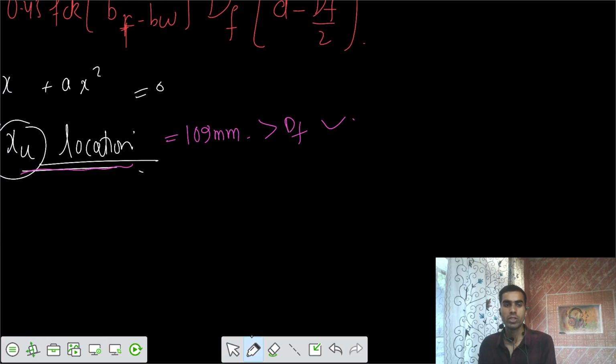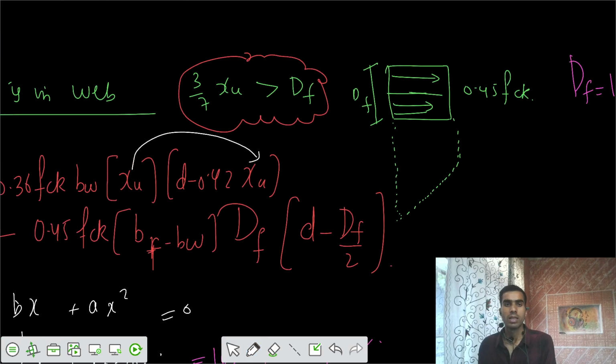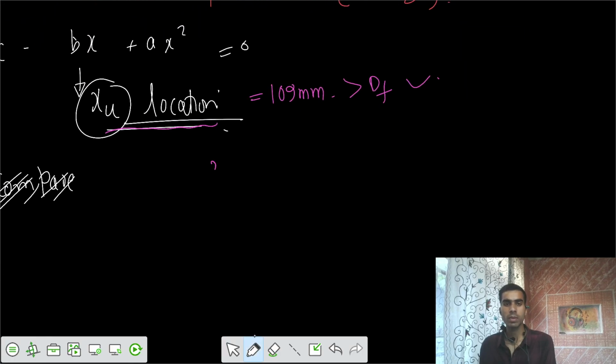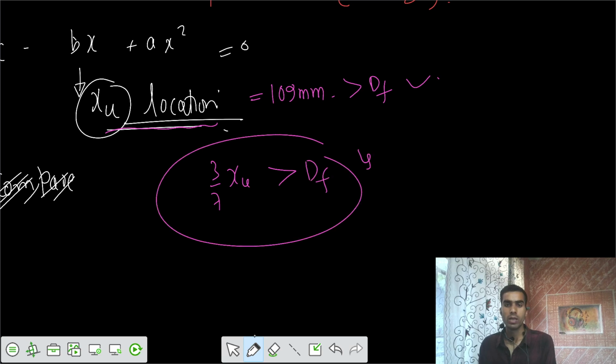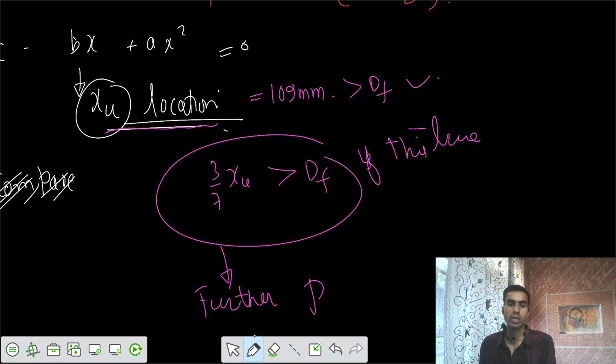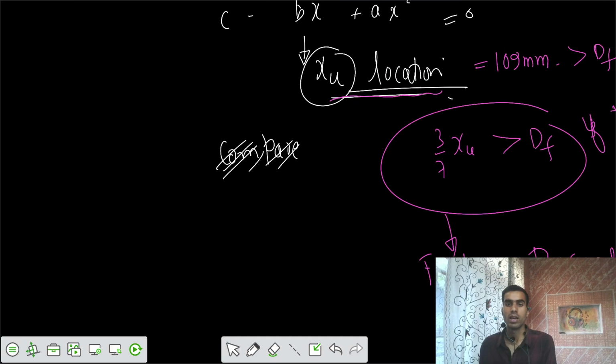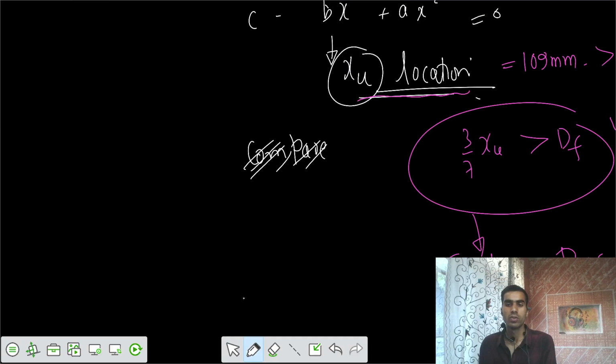Okay, but we need to check one more assumption that I made, that 3/7 of XU is greater than DF. I need to check that also. If this is true, that means you can further proceed. If you further proceed, let's proceed further. That means we can now get the total area of the steel.